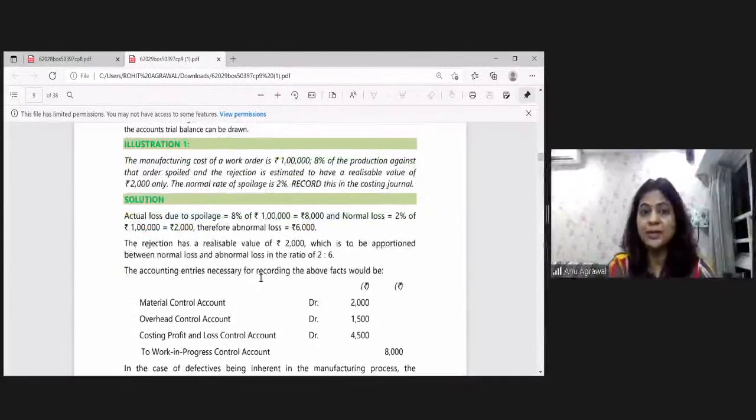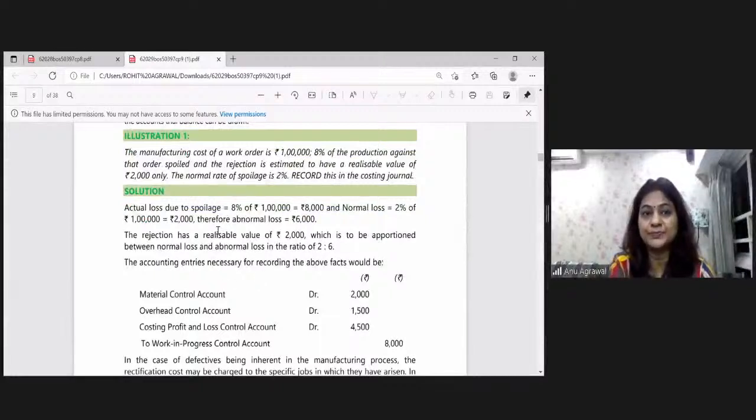So what will be the accounting treatment? How much is the expenditure? You have done an expenditure of 2,000. How much is the expenditure you have done? The realizable value is 2,000.